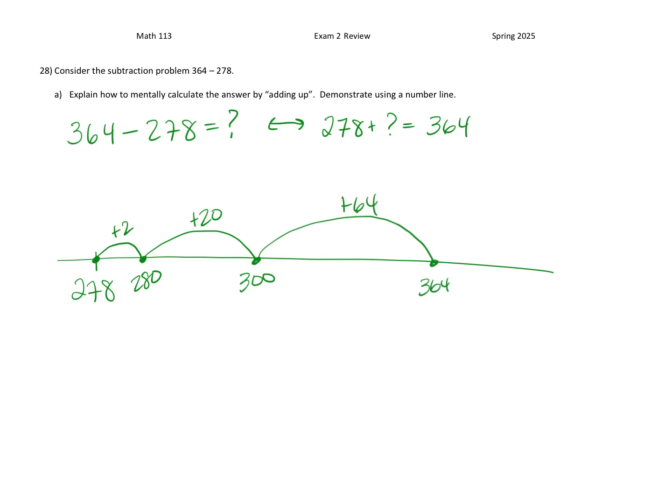So how many did I add all together to get from 278 to 364? Add up my steps. 64 plus 20 is 84, plus 2 is 86. So my question mark, the number I added, is going to be 64 plus 20 plus 2, which is 86.